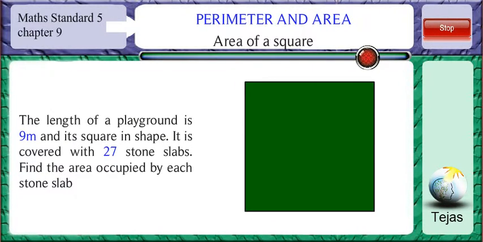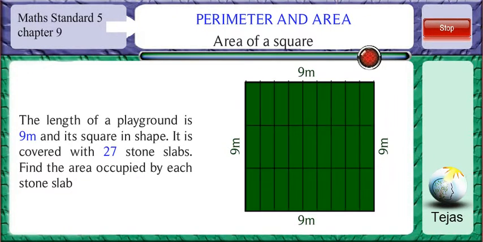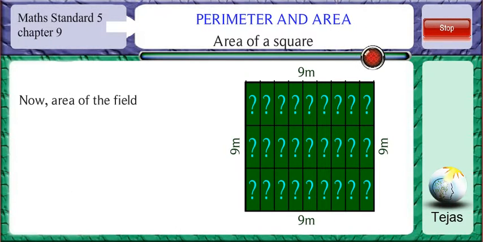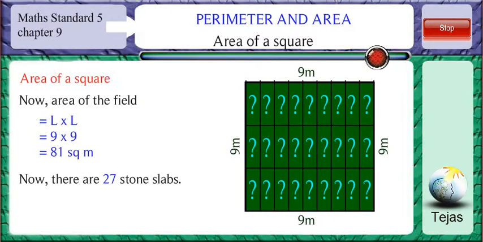The length of a playground is 9 meters and it is square in shape. It is covered with 27 stone slabs. Find the area occupied by each stone slab. Now the area of the field is equal to length into length, which is equal to 9 meters into 9 meters, which is equal to 81 square meters.